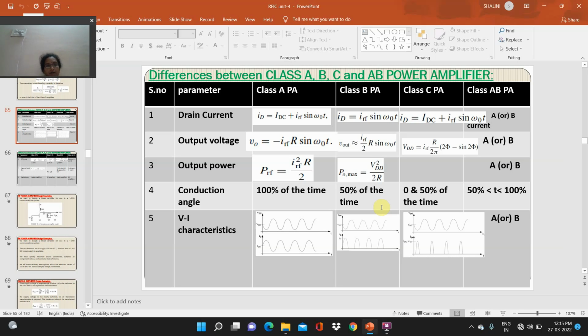Conduction angle: 100% of the time for class A, 50% of the time for class B, and 0 to 50% of the time for class C. And for class AB power amplifier, the conduction time should be in the range of 50 to 100%. VI characteristic graphs are shown in the following for class A, class B and class C power amplifiers.